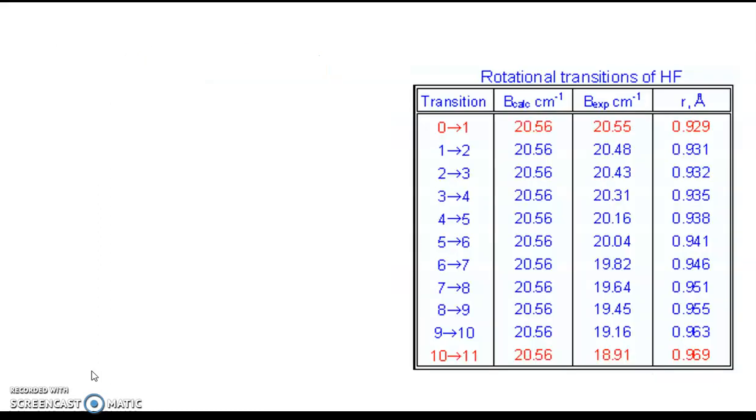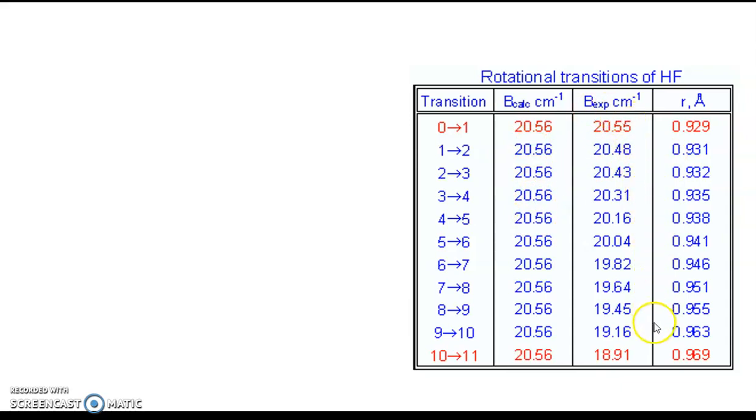But the experimental data of rotational transitions of HF shows a variation in the value of B. You can see in this table the theoretical value of B is 20.56 for all the transitions by the equation B equal to h by 8 pi square Ic. That is, the lines are equally spaced by 2B, that is, nearly 41 centimeter inverse.